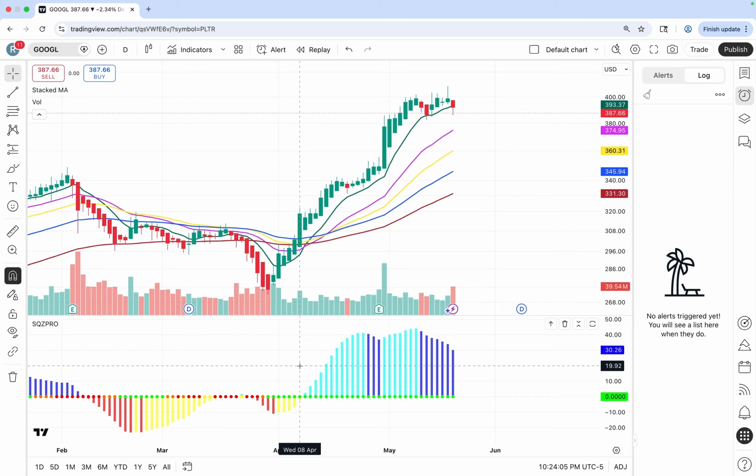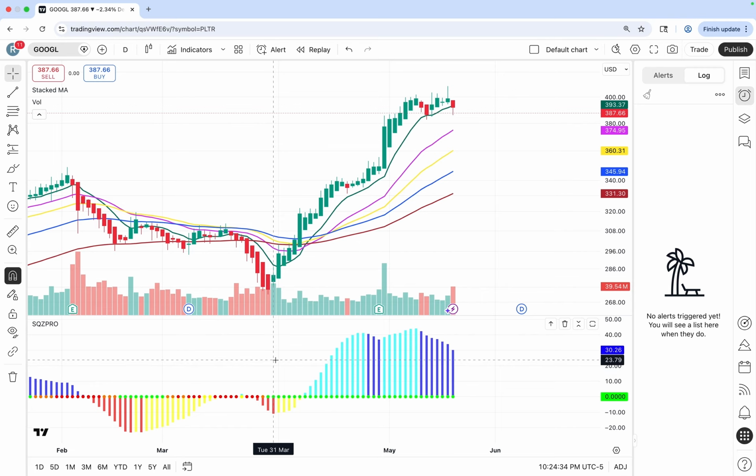So we see that Google fires here when the squeeze finally goes into effect. It takes off, and Google's just been on a nice daily uptrend. And the perfect time to get in would have been right here on this second green dot.